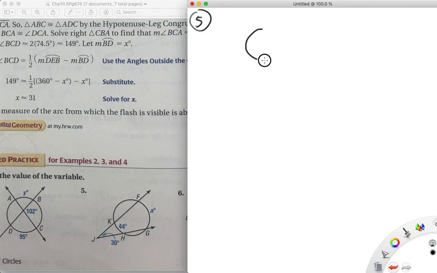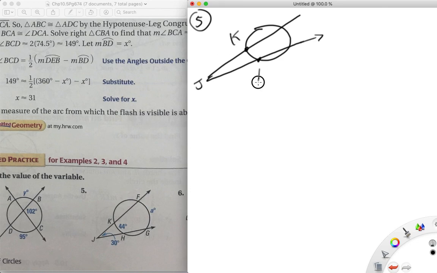We have a circle. We have a guy going this way, going that way. This is K, J, H, G, and alpha. We're told that this is 30 degrees.